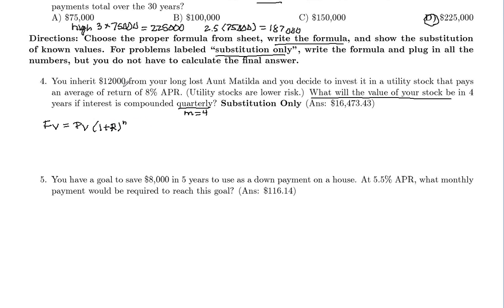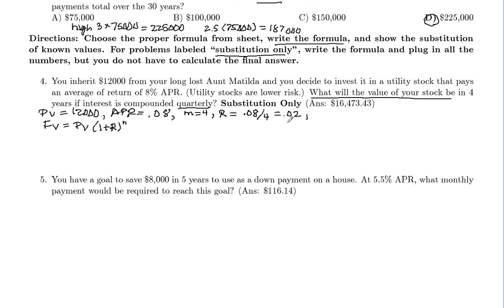Okay, now let's get some of our substitutions down. So 12,000, that's going to be your start amount. So PV is 12,000. And let's see here, 8%, that's your APR. So this is 0.08. We already said M equals 4, so when we calculate our R here, R is going to be a quarterly rate, so it's going to be 0.08 divided by 4, which is, instead of divide by 12, divide by 4. And that works out nice. That's a 0.02.